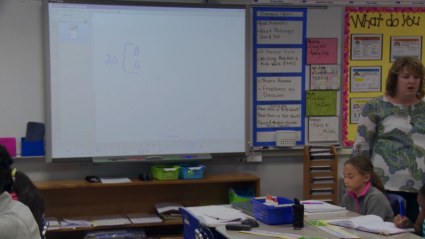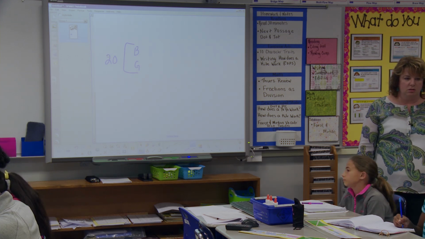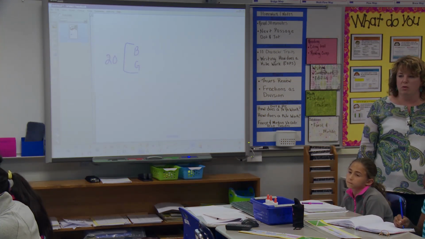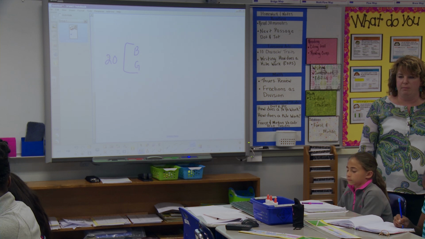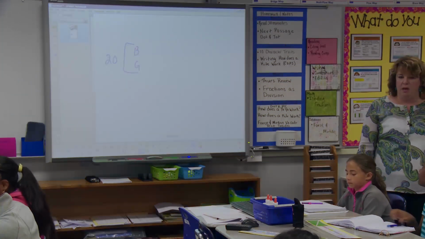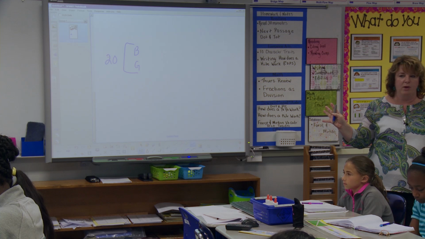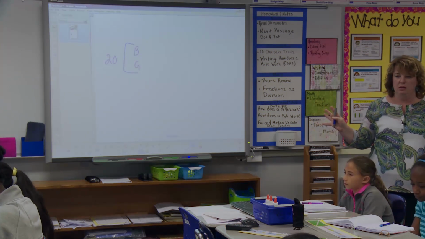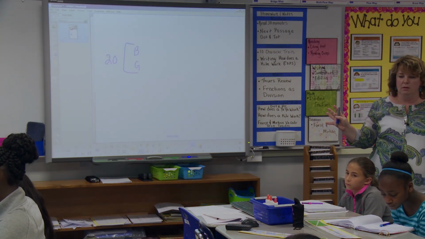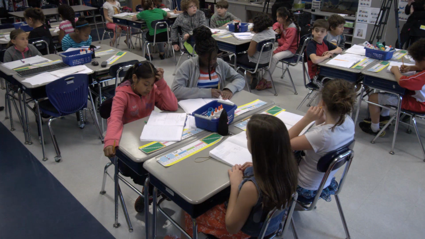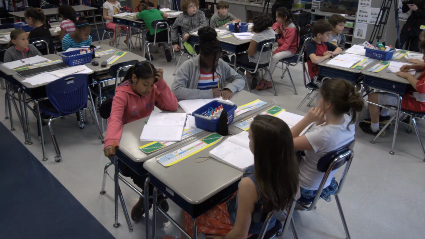Do we know how many are boys and how many are girls? No. So how are we going to show right now that we're just comparing them, and then that we're going to have 4 more boys? Steven, do you have an idea? You would put a bar model on top and a bar model on bottom. Okay, can you come show me that, please?